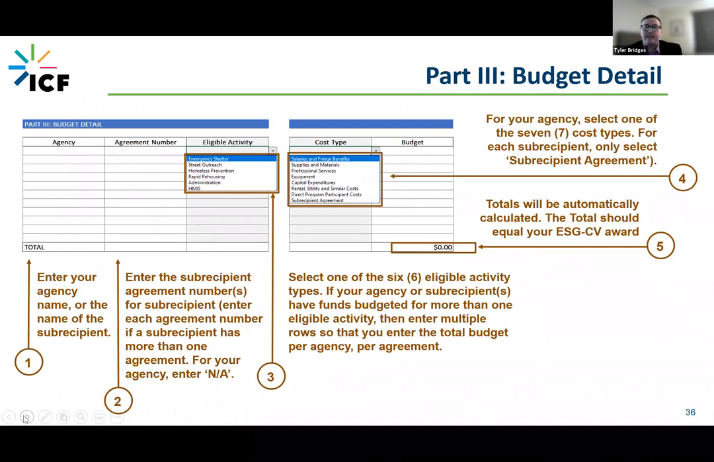Totals will be automatically calculated, and the total at the bottom right should equal your ESG CV award. If necessary, you can add additional rows to the worksheet to enter all your costs by the required criteria in the table heading. So if there's not enough room for you, just add more rows so that you can enter all of the required information.